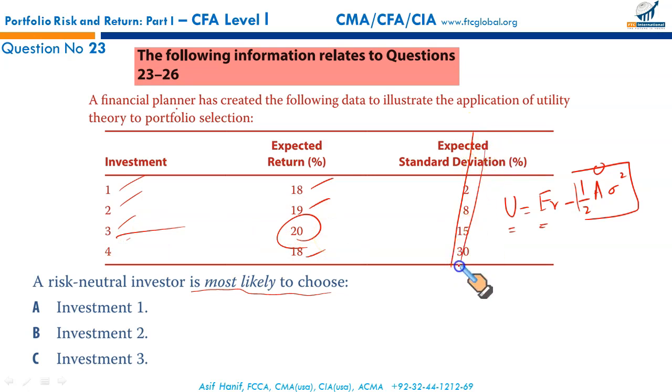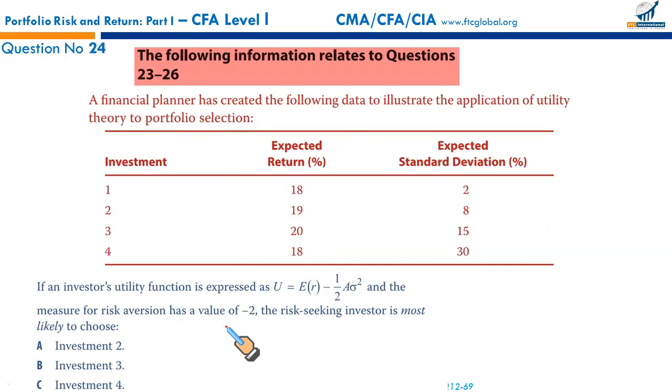There is no need to incorporate standard deviation since the risk aversion is 0. Hence, the decision is entirely upon the expected return. So out of these, the highest return is from investment 3. So he will go for investment 3, and that is our option C. And C is the right answer. Next, a financial planner has created the following data. Same question. If an investor's utility function is expressed as this and the measure of risk aversion has a value of minus 2, the risk-seeking investor is most likely to choose which of these investments?